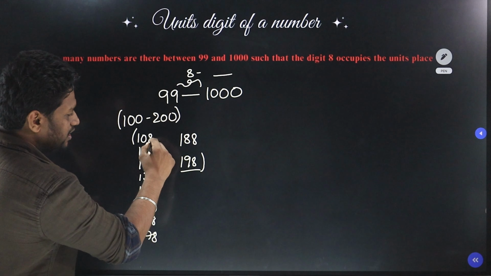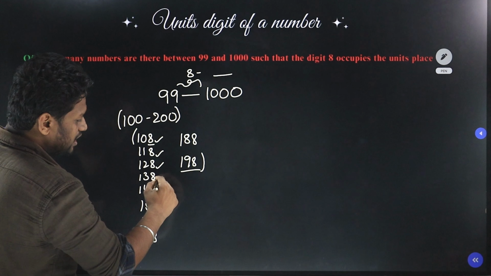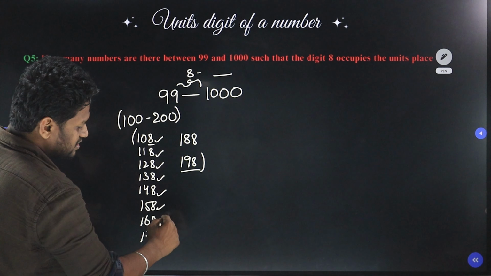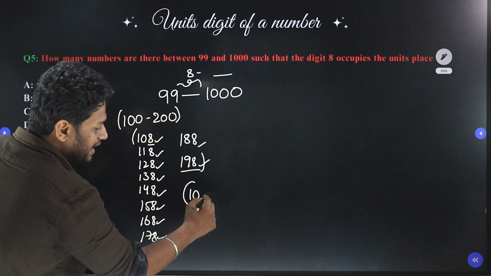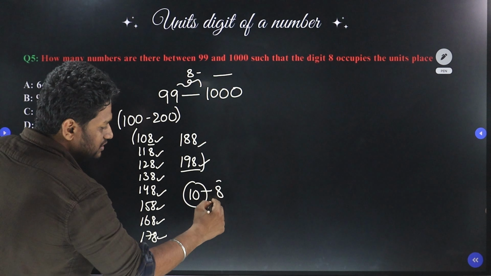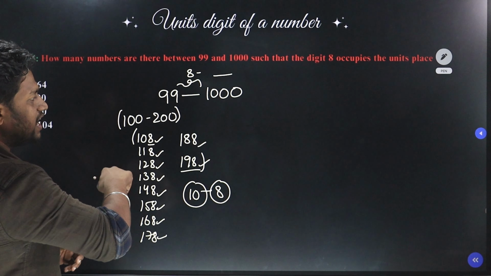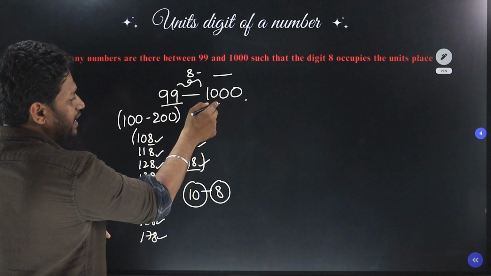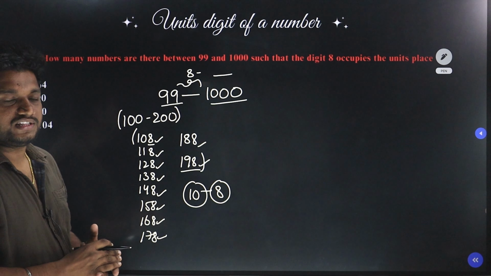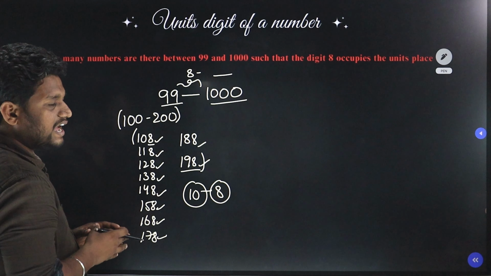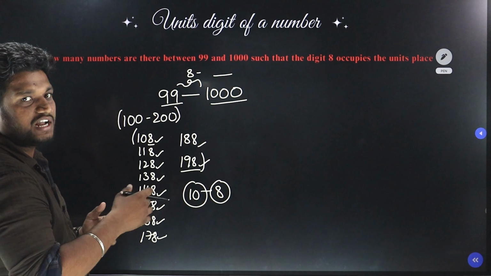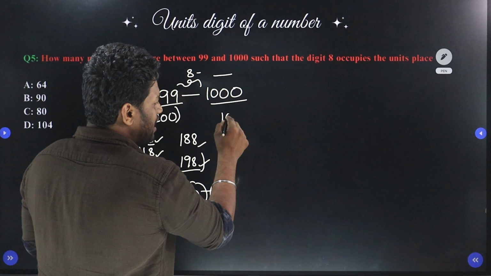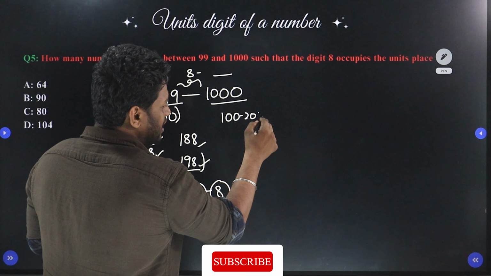Now between 100 and 200, how many 8s do I have in the units place? Now we'll start counting it. 1, 2, 3, 4, 5, 6, 7, 8, 9, 10. Total how many do I have? 10 8s I have. So now I know how many I have between 100 and 200. Now where do I have to count? Up to 1000 I have to count. Now between 100 to 200 I have 10.